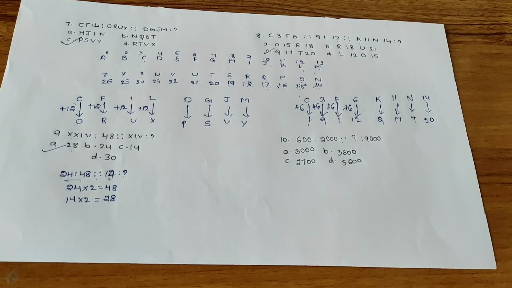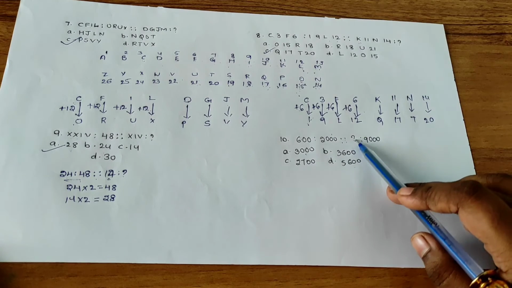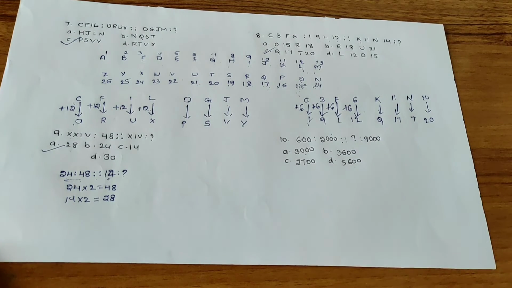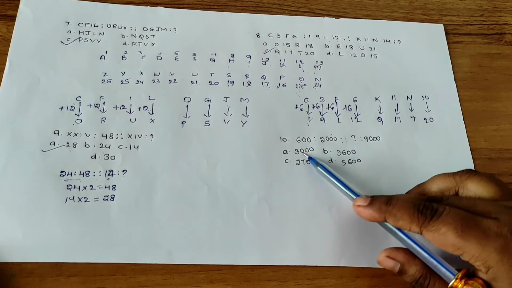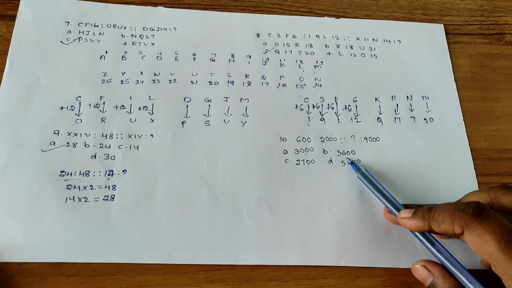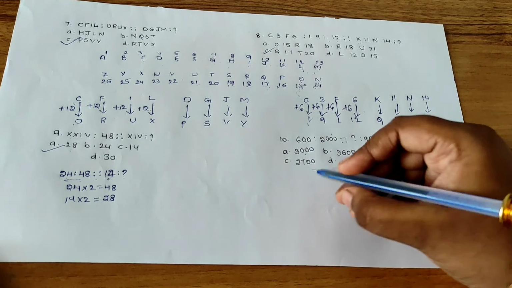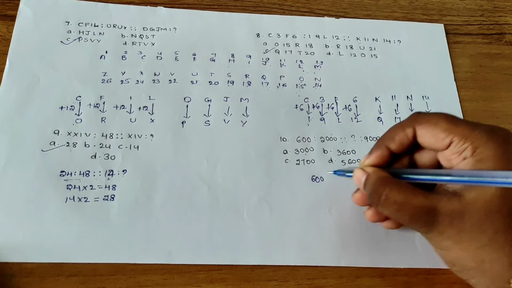Now moving to the last question, which is 600 is to 2000. Proportionally, question mark is to 9000. So the options are 3000, 3600, 2700 and 5600. So first let us find out the relation in the first set. The first set is 600 is to 2000.